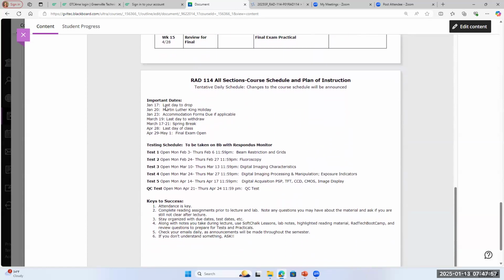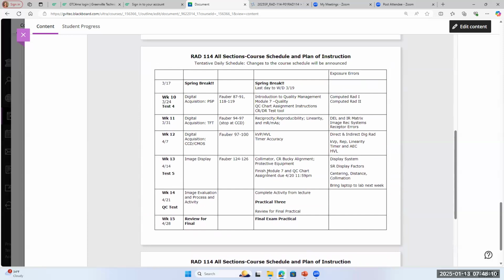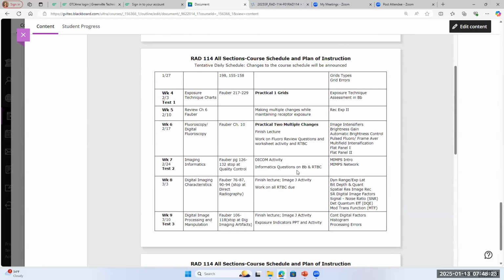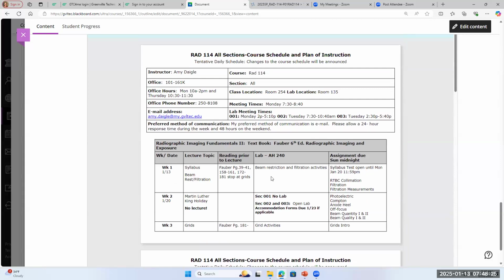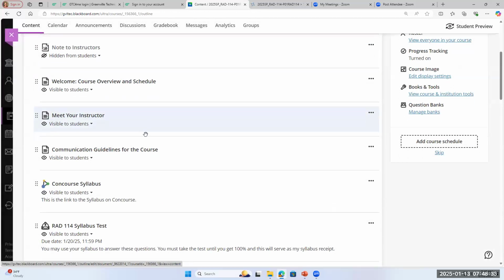Here is the important dates listing, the testing schedule. And so we'll talk about that QC test. That's going to be towards the end of the semester where we're doing those QC testing activities in the lab. So we'll look at this in detail each week. Any other questions about the schedule? Okay. Let's see if there's anything else in here.